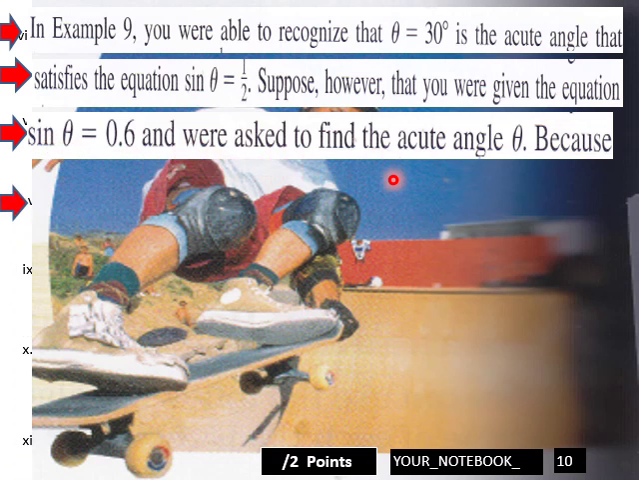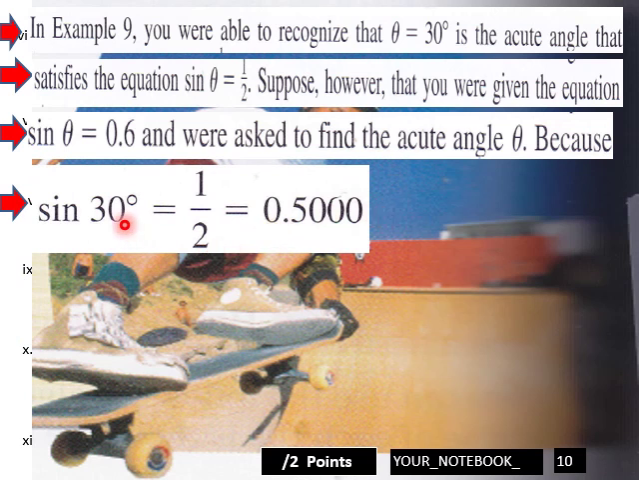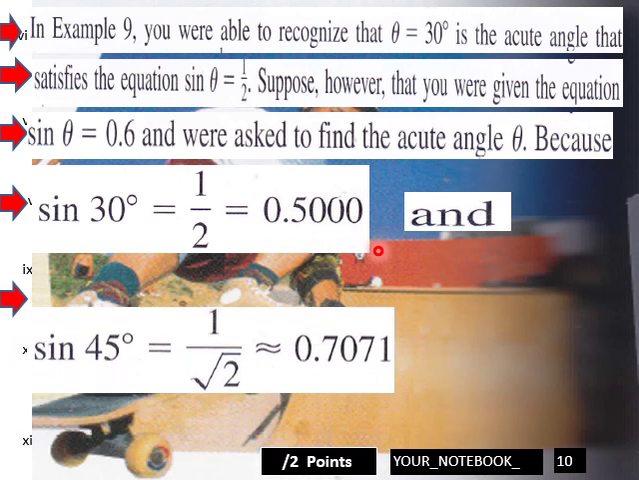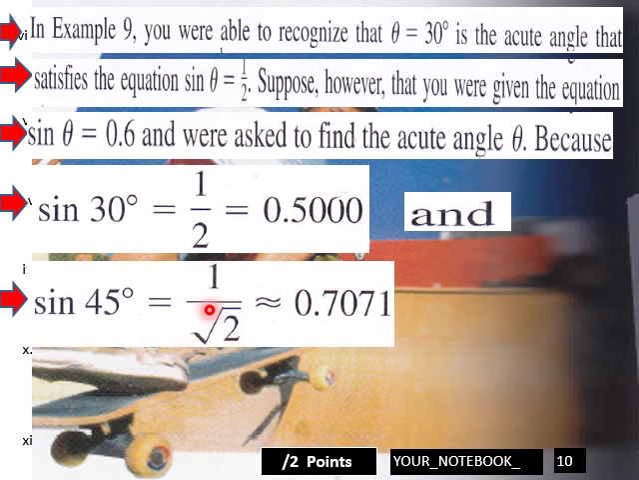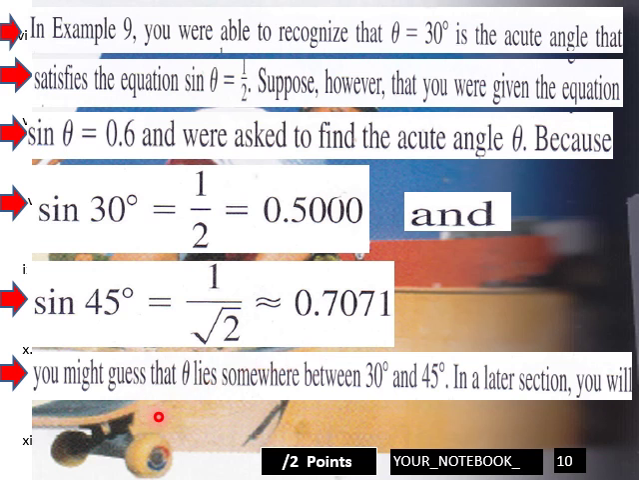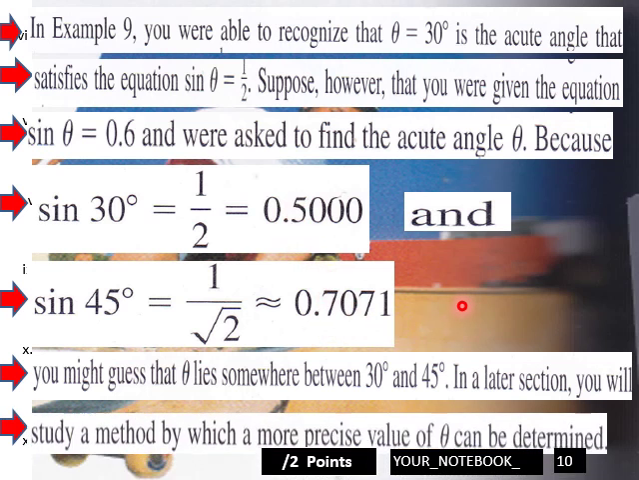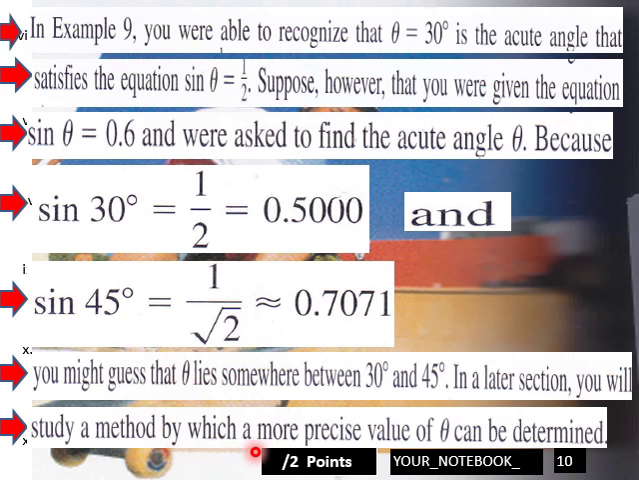And we're asked to find the acute angle theta because sine 30 degrees equals 1 over 2, which equals 0.5, and sine 45 equals 1 over the square root of 2, which approximates to 0.7071. You might guess that theta in this situation up here at 0.6 lies somewhere between 30 and 45. 0.6 would be between these two values here. In a later section, you will study a method by which a more precise value of theta can be determined.